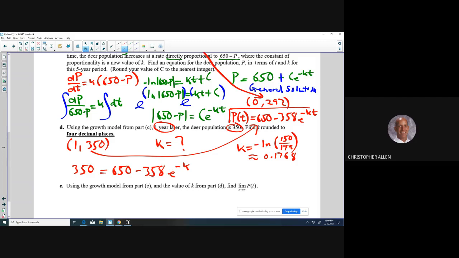And then you can use that to find the limit of the last one, which is the carrying capacity, right? That's going to be 650. Okay, so there's 10.